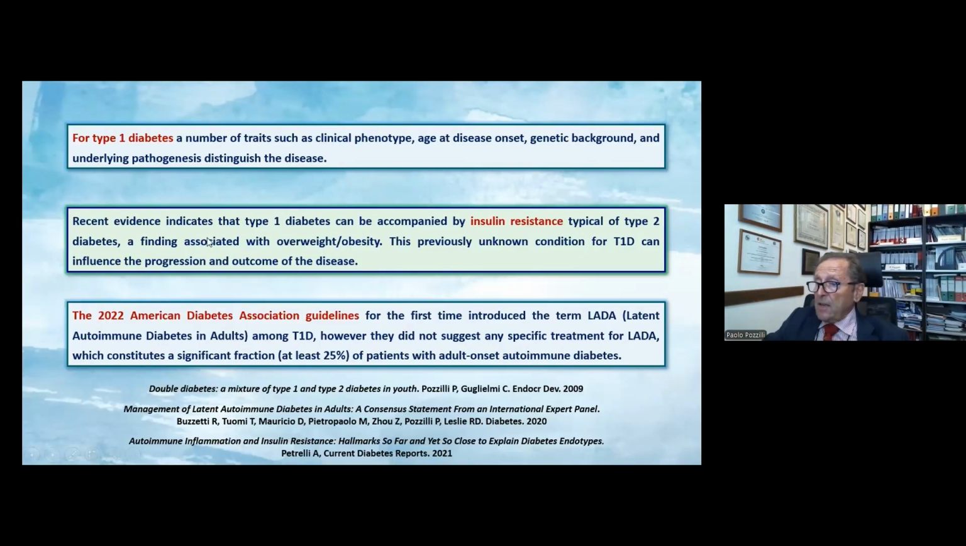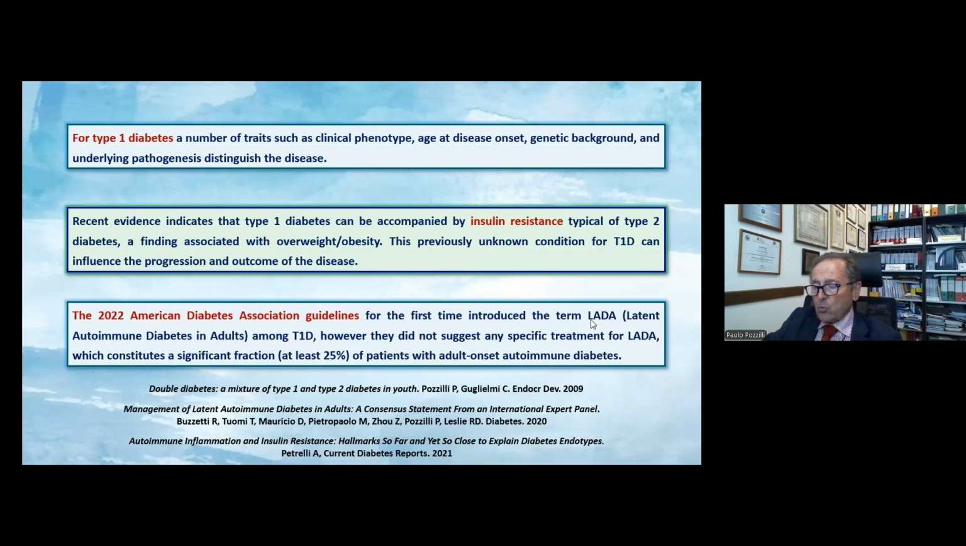And that finding is associated with overweight, obesity, or type 2 diabetes. Type 1 diabetes and type 2 diabetes together were never thought to exist. But now I think that in terms of pathogenesis, several mechanisms may operate both for type 1 and for type 2 diabetes. In this context, the 2022 American Diabetes Guidelines introduced for the first time the term LADA, latent autoimmune diabetes in adults, suggesting that LADA is a form of type 1 diabetes, but also a type 2 diabetes because initially it does not require insulin and can be treated with oral hypoglycemic agents.